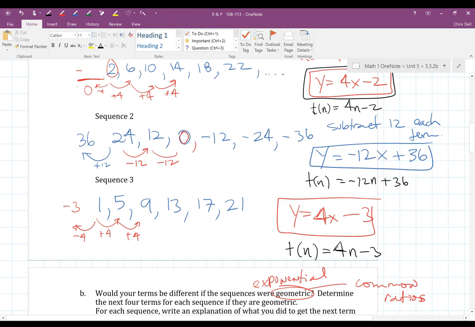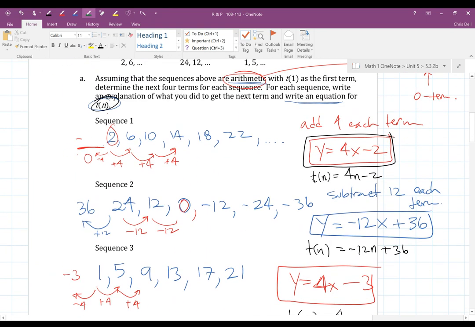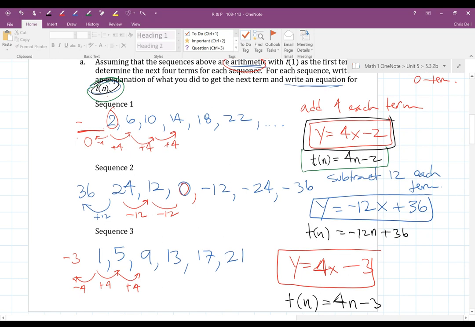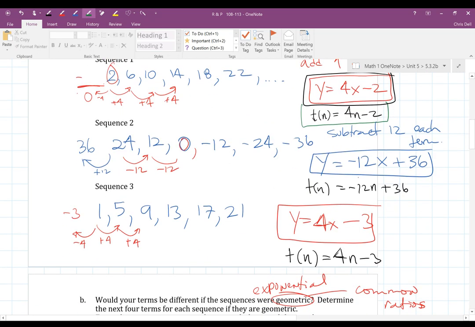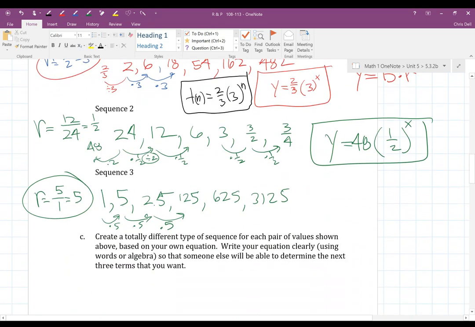Oh, and by the way, I noticed in the last video I was writing using x and y, so I made a change here. I was supposed to be using t of n, so really this should have been written as t of n is equal to 4n minus 2 instead of y equals 4x minus 2. But either way the equation is written would make sense to me. So I'll do this one as a t of n.